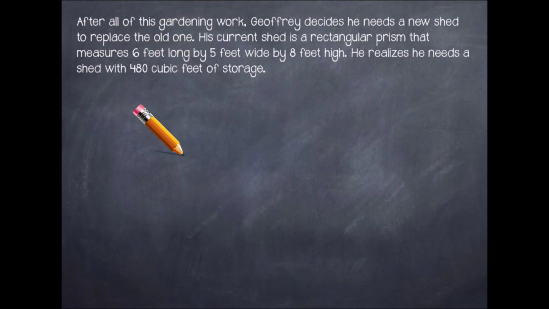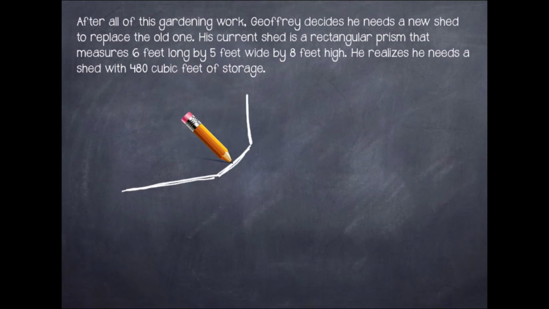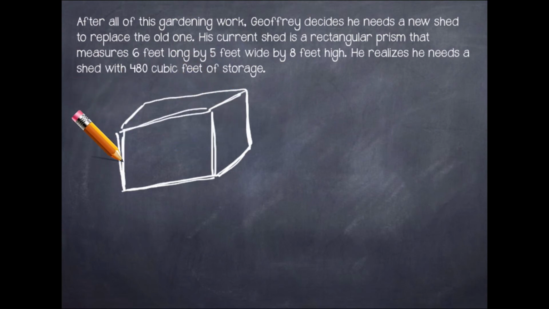So let's do this. First, I'm just going to draw out his shed. So he says it's 6 feet long, it's 5 feet wide, and 8 feet high. So let's start with that. Alright, so here is Jeffrey's shed that he has now. 6 feet by 5 feet by 8 feet. Okay, that's easy enough. So there's a shed that he has now. He needs a new one that needs to be at least 480 cubic feet.